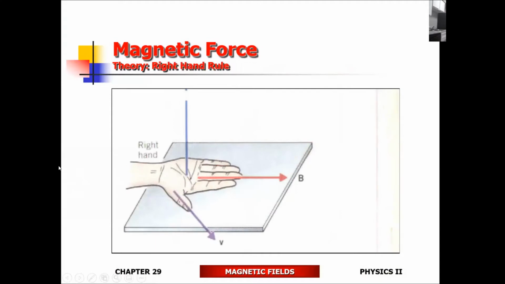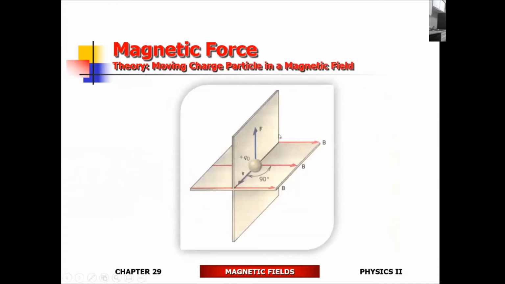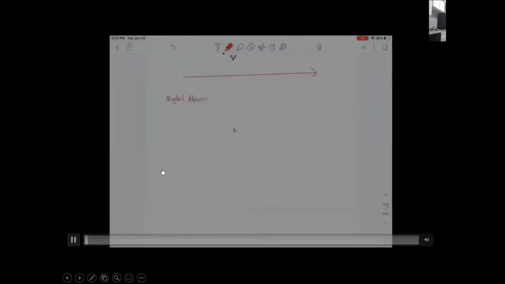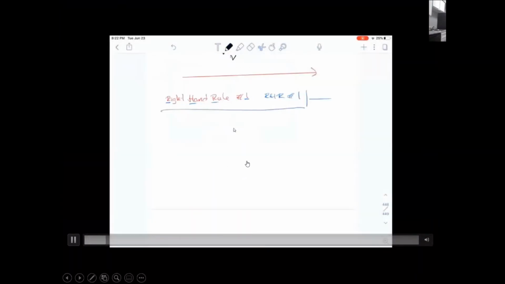So direction of that force is determined by using the right-hand rule. The right-hand rule is going to be used for only positive charges. If the charge is negative, use your left hand. So line up your thumb in the direction of the velocity vector, fingers along the direction of the magnetic field. The palm is going to open up in the direction of the magnetic force.